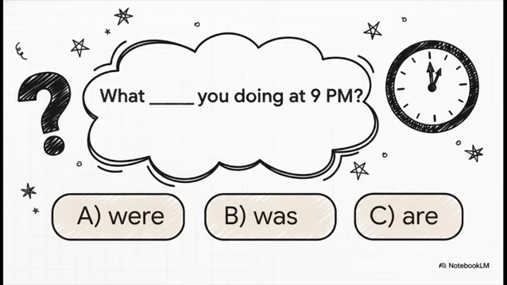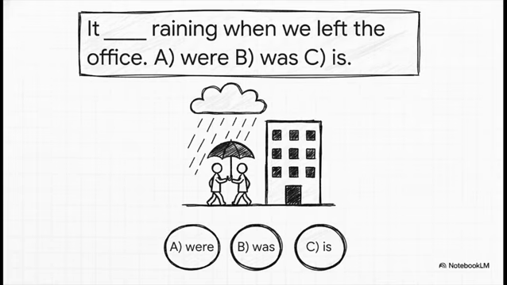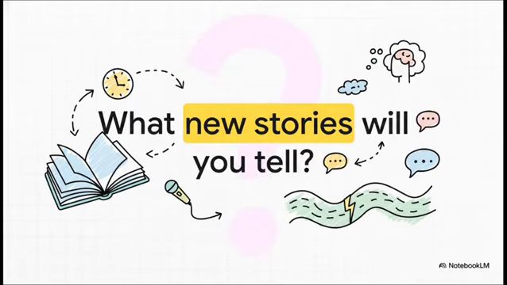How about this one? What were you doing at 9 p.m.? This is a simple one. The subject is you. And what helper verb do we always use with you in the past? That's right, were. So the answer's got to be A. Okay, last one. It was raining when we left the office. This is that classic scene setting one we talked about. The rain was the background atmosphere for the moment when we left. The subject is it, which is singular, so we need was. The answer is B.